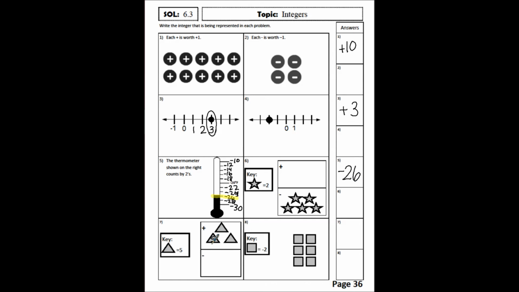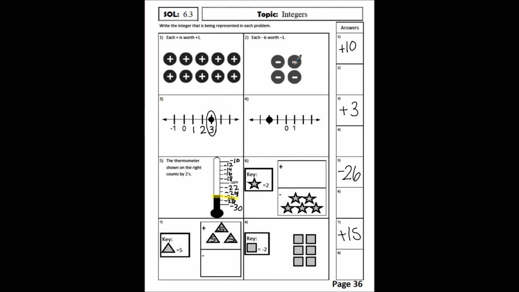For number 7, each of these is worth 5, so if you put 5's on there, we can count how much we have, and we have 5, 10, 15 on the positive side, so we're going to have 15 positives, or a positive 15. You should pause and try the rest of this section on your own, and then play back and fix your answers.